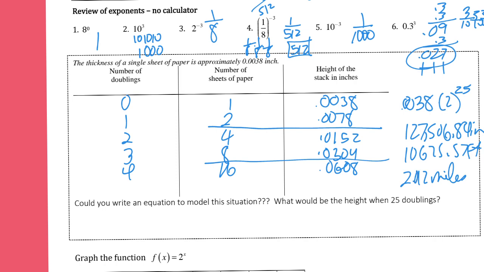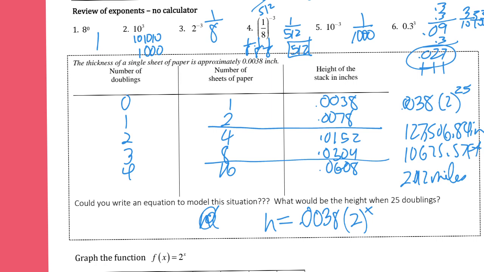So, can you write an equation to model this situation? Well, height based on the number of doublings, okay? Or you can just say, the height equals. Okay, let's just do that. So the height is equal to, you start with 0.0038 and you double it however many times you want to. Maybe it's 25 times, okay? And so that would be your equation.